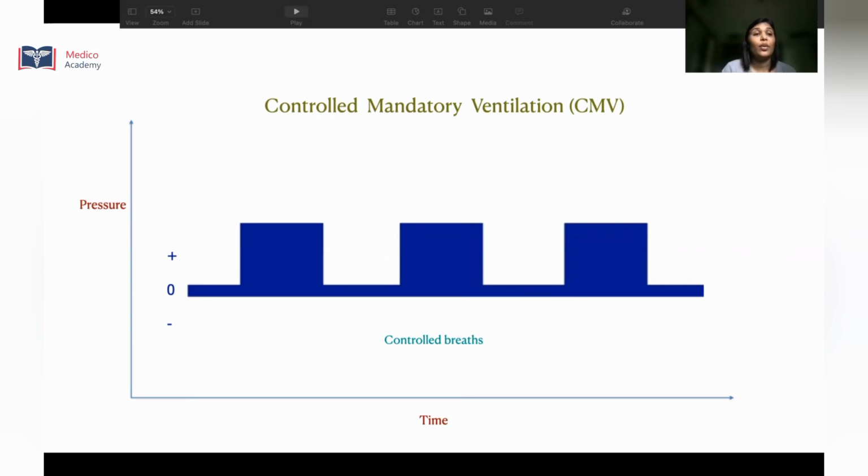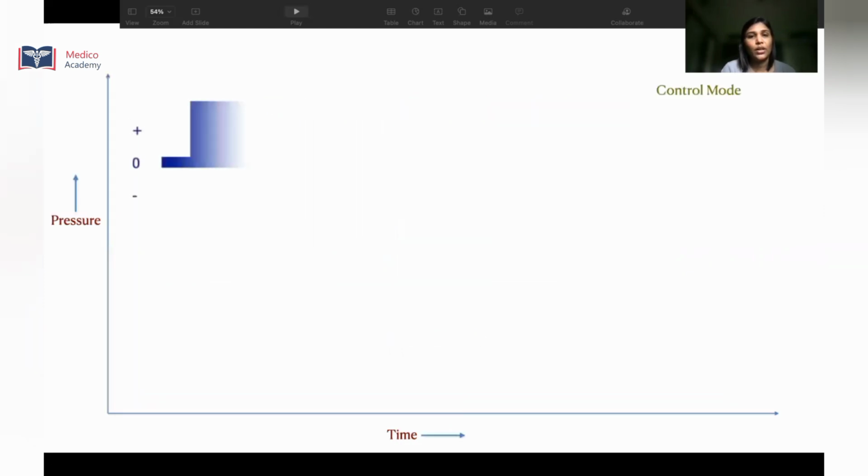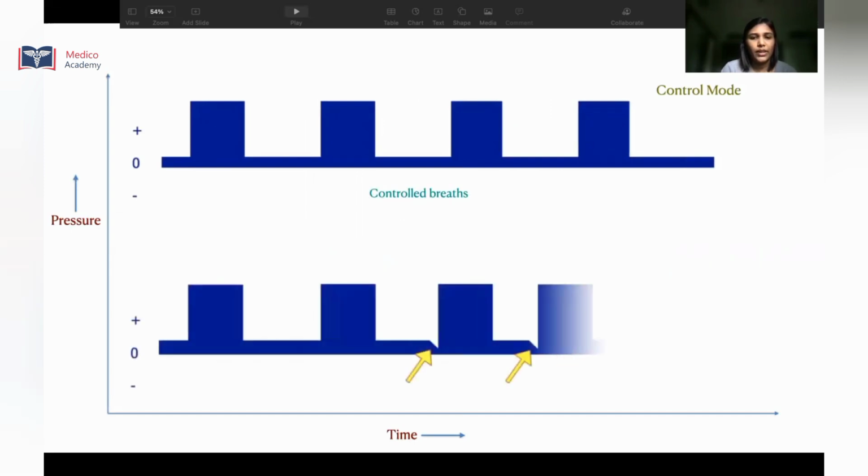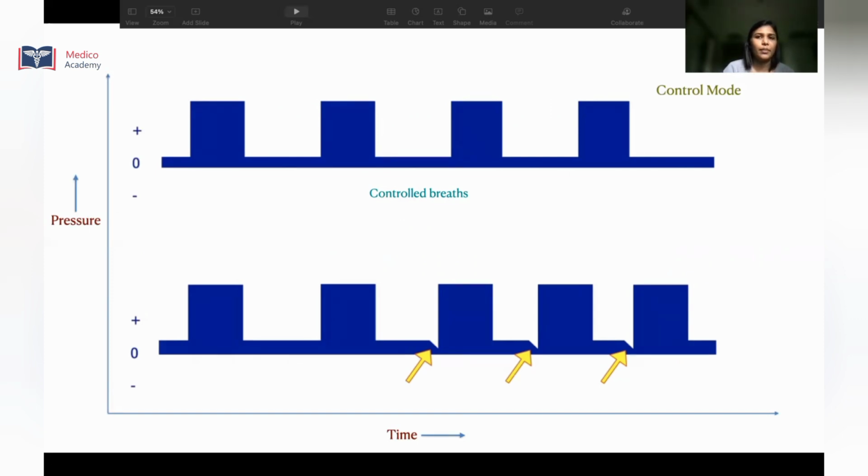So now they came with a modification of this, which is called the assist control mode. So this is again a graph of controlled mode. Now in this pressure time graph, you can see that the first two breaths are controlled breaths. That is, there was no effort from the patient side at all. So this is a typical example. When you have paralyzed the patient and put the patient on a mechanical ventilator, all the breaths will be controlled breaths. So here you can see that the first two breaths were controlled breaths, but then you can see that there is an inspiratory effort from the patient's side.